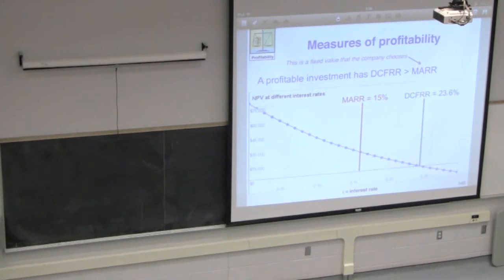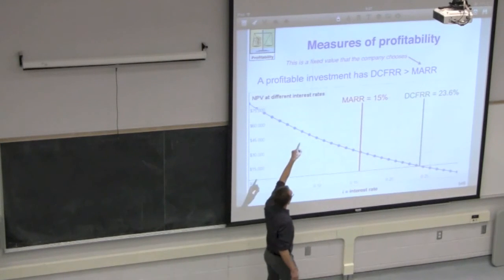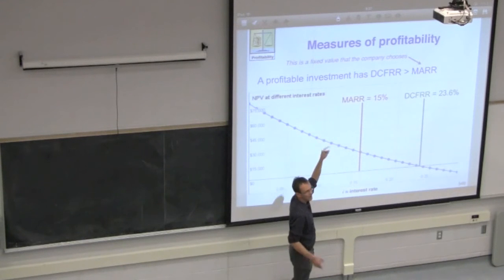If it's a high risk investment in an uncertain market with lots of R&D and uncertainty that there may or may not be a payoff from that, companies are not going to tolerate those projects unless there's a very, very high rate of return. So the MARR for those kinds of projects yesterday we saw are in the order of 30 to 50%.